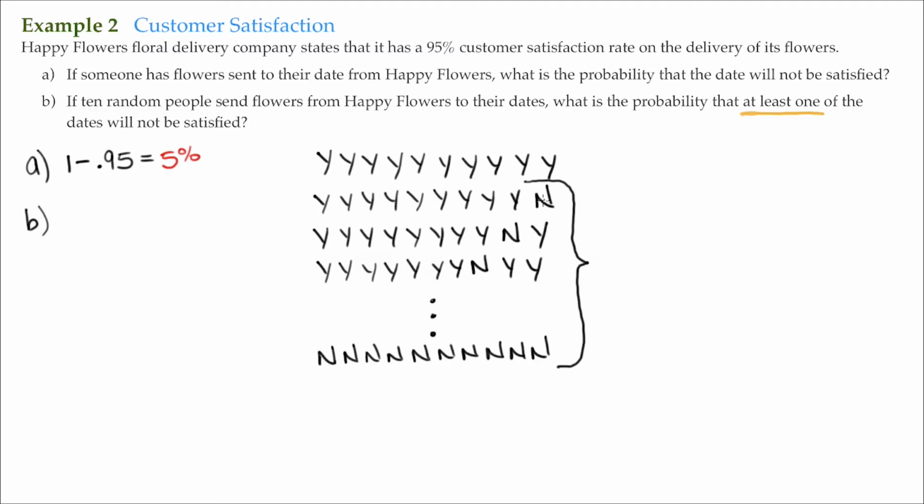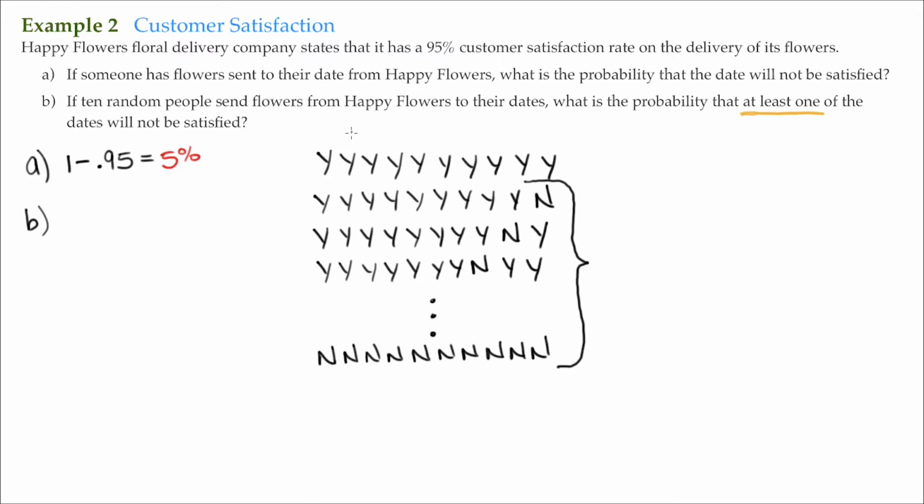So we would have to determine the probability for each one of these outcomes in order to determine at least one. Well, rather than do that, let's do this outcome up here. This is the complement. Where it says at least one date will not be satisfied, the complement to that is where everybody is satisfied. So that's this here. What's the probability that this individual, when they're asked, are you satisfied? There's a 95% probability that this person will say, yeah, I'm satisfied.